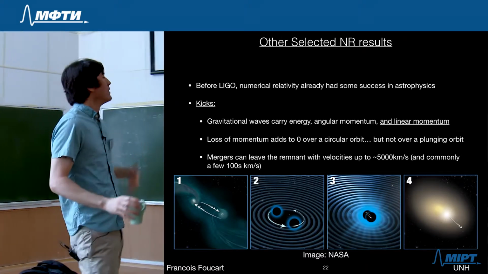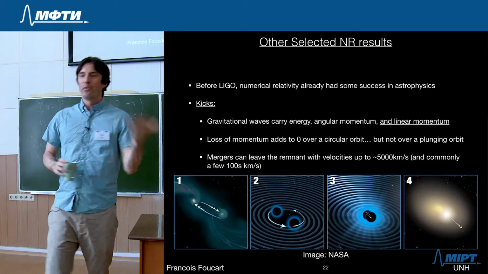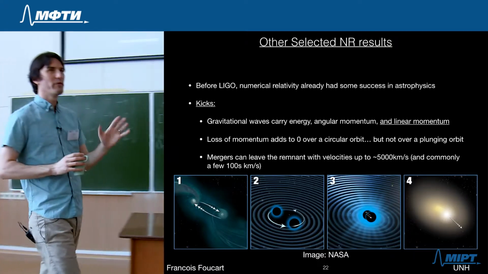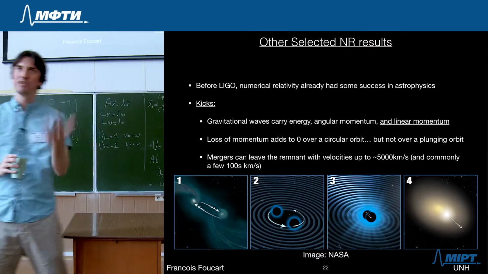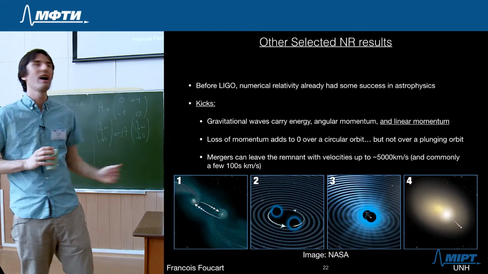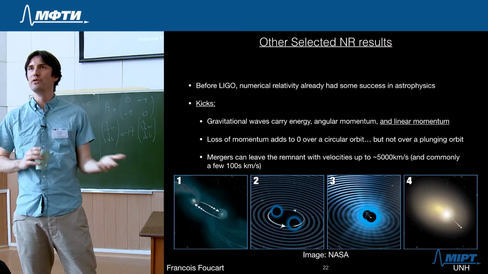So we can now generate a fairly wide range of simulations for at least the 15 to 25 orbits range with accuracy that is sufficient for current LIGO and probably for most observations that LIGO is going to do in the next few years.